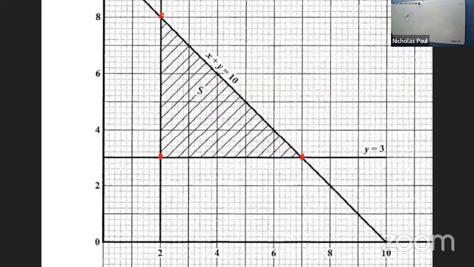So here is what? This first point here is what? 2, 8. What's this point here, Matthew? 2, 3. Nice. What's this point here, Anya? 7, 3. Right? Write that down. Those are your 3 points. Write that down. Those are your 3 points that satisfy the entire region. Right? Those are your 3 points that satisfy all 3 inequalities.